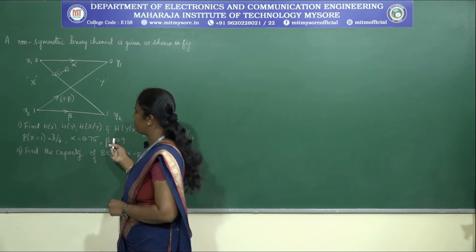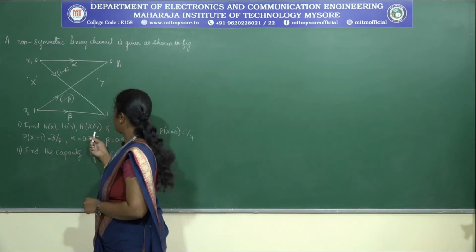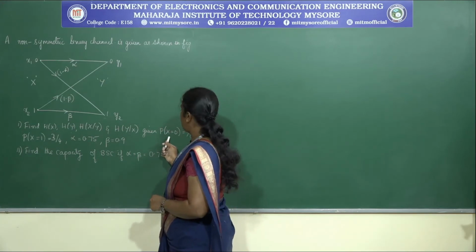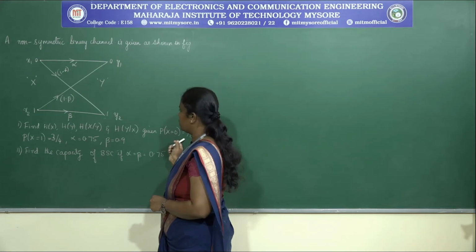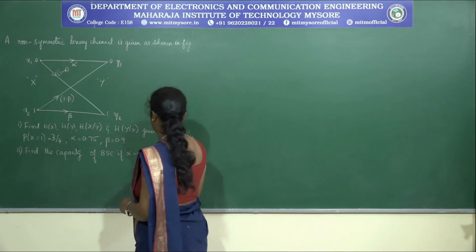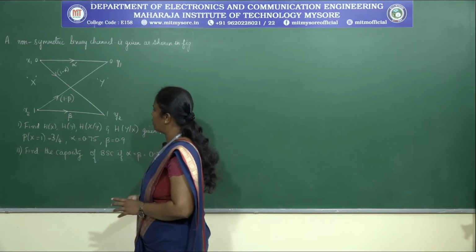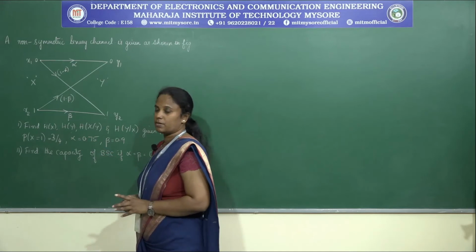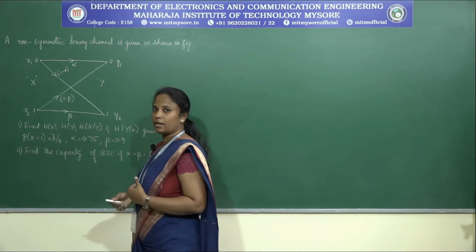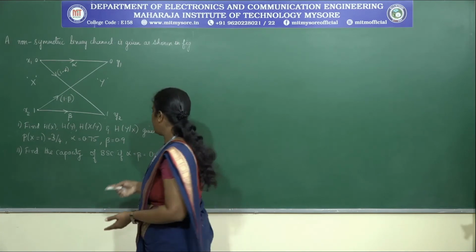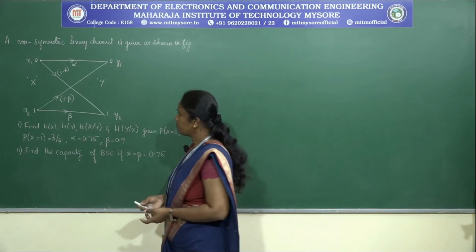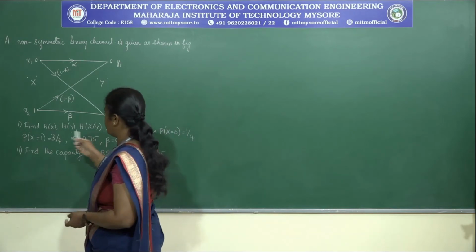So we need to find these parameters, that is h of x, h of y, h of x by y as well as h of y by x, and also they have given the inputs, that is p of x equals 0. That means for 0 it is 1 by 4 and for 1 it is 3 by 4, and also they have given you the alpha as well as the beta values. And also we need to find the capacity of the channel if the channel is converted to a binary symmetric channel. When the channel is symmetric, your alpha and beta values will be equal. So now let us find h of x first.